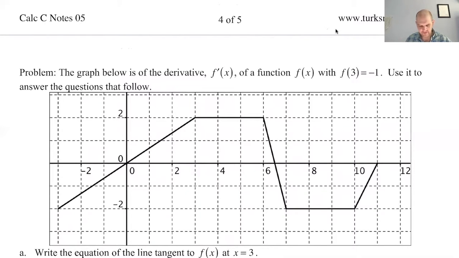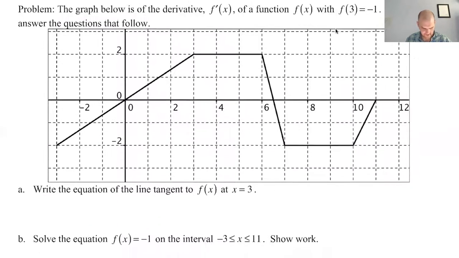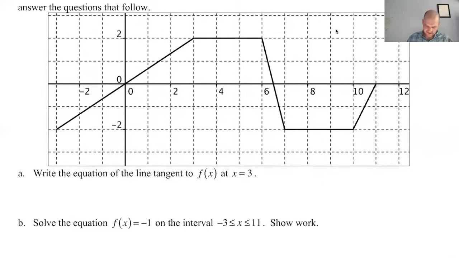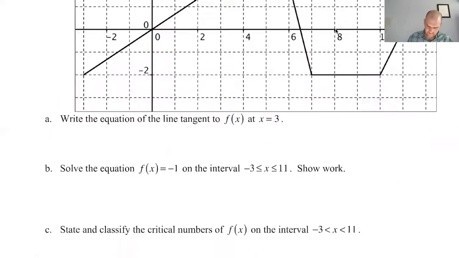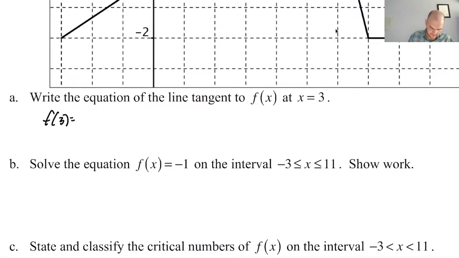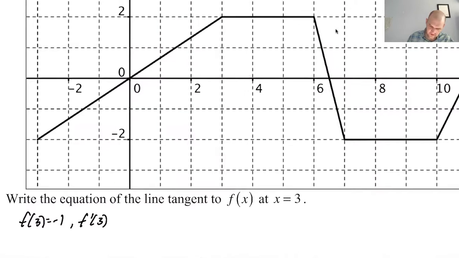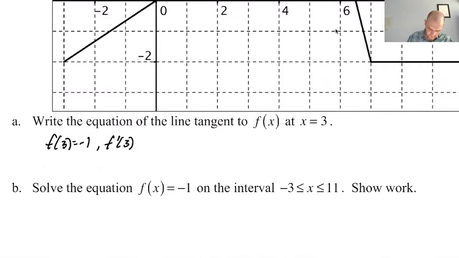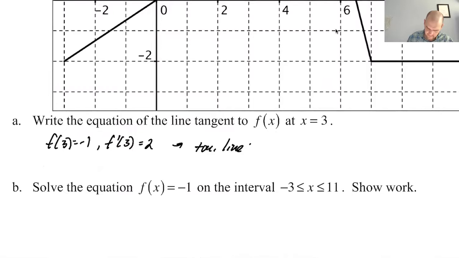f of 3 is -1. Let's find the tangent at x equals 3. I know f of 3 is -1. f prime of 3, we can go up and read that. f prime of 3 is 2. So our tangent line is going to be y minus -1, so y plus 1 is 2 times x minus 3. That's it.